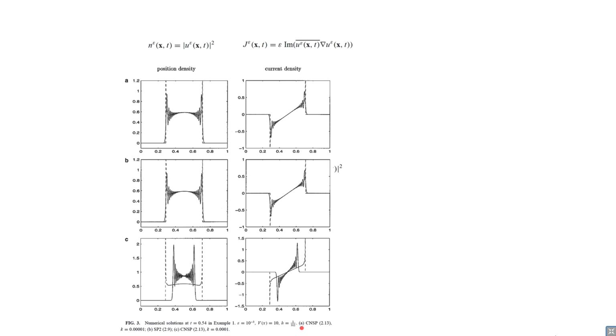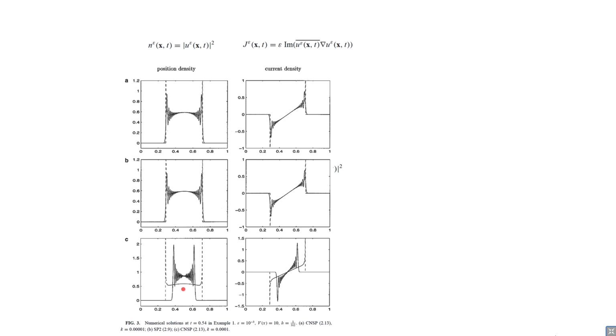If you use this Crank-Nicolson time spectral method, you can see that if your mesh size and time step are very small, you get a nice solution. The solid line is the analytic solution, and these oscillations are the solution for Schrodinger.